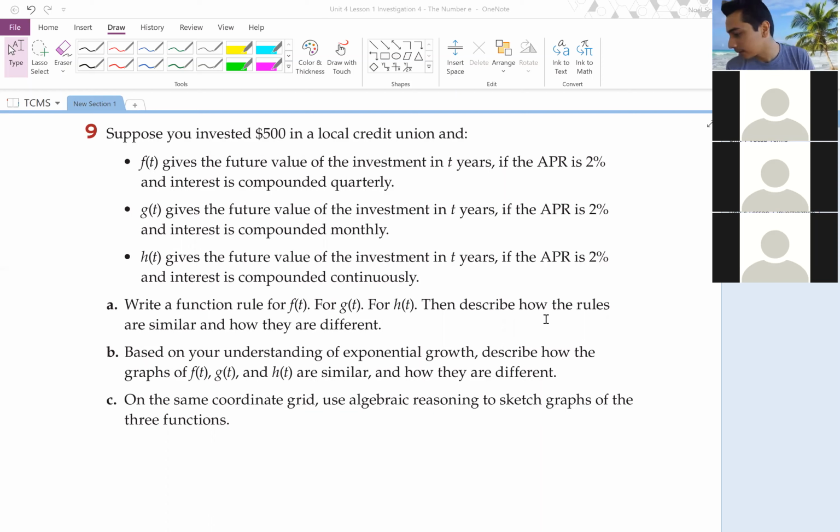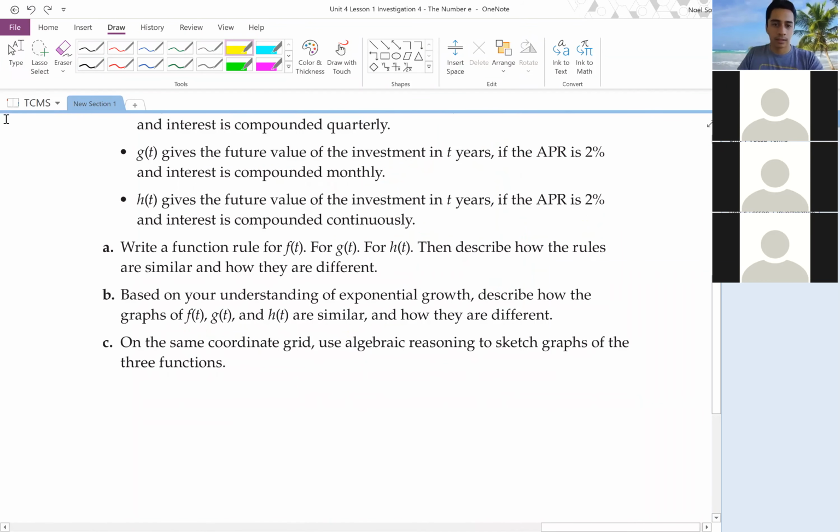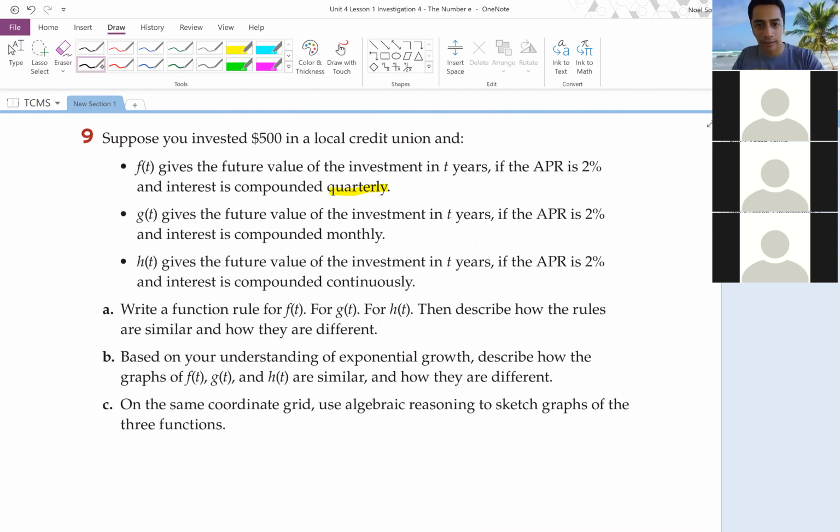Okay. All right. So number 9 here, F of t. We're looking at something that's being compounded quarterly. All right, compounded quarterly, so we have an n value of 4. G of t is compounded monthly, so we have an n value of 12. And then H of t is compounded continuously, so we have e, right?